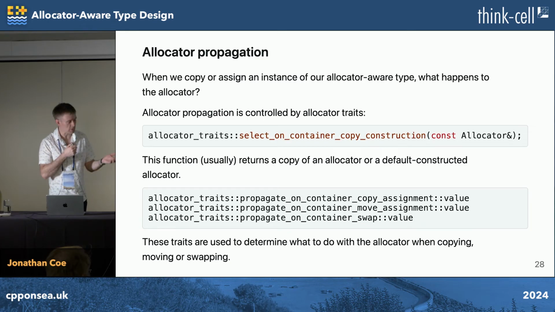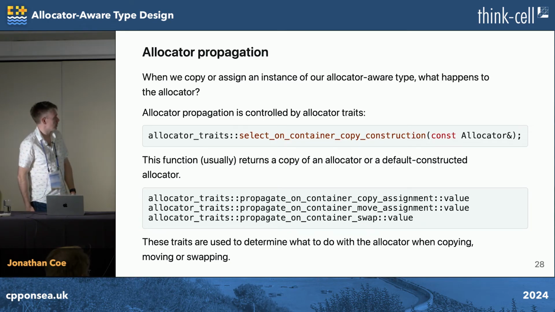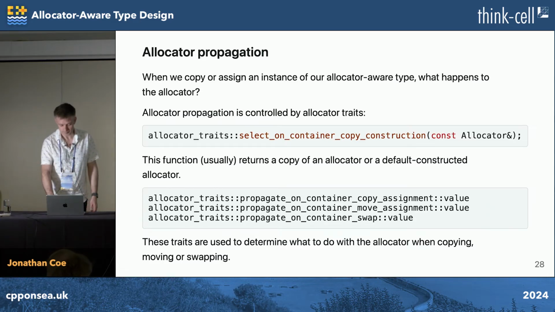And then we have these three definitions. We have propagate_on_container_copy_assignment, propagate_on_container_move_assignment, and propagate_on_container_swap. And those traits are all used to decide what we do with the allocator when we're copying, moving, or swapping.